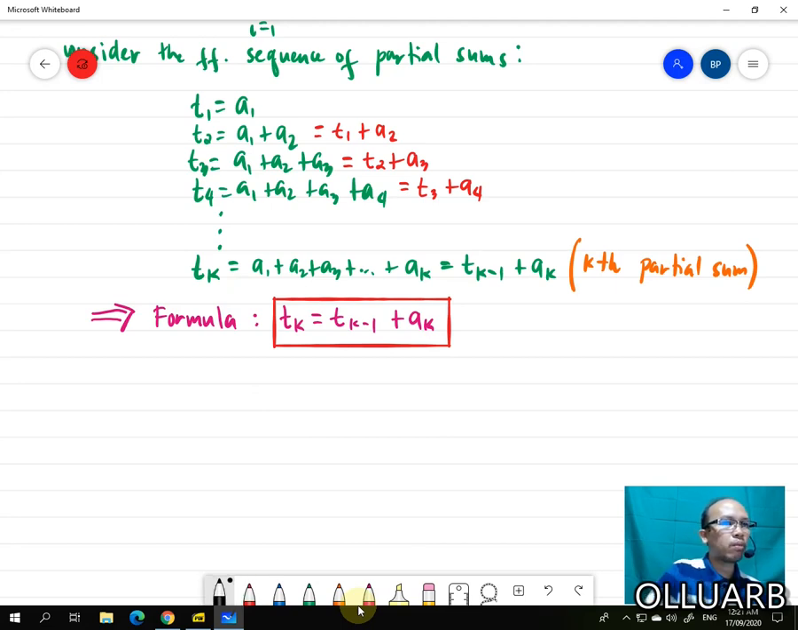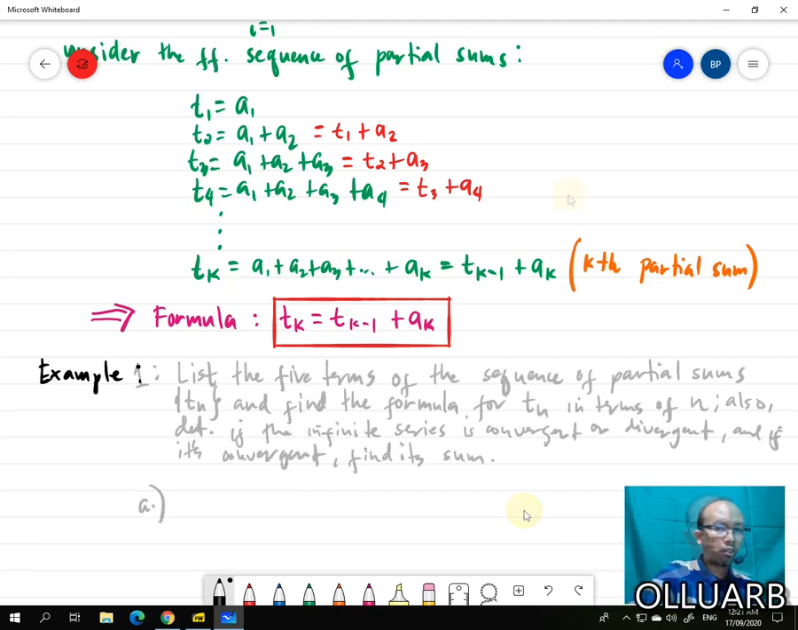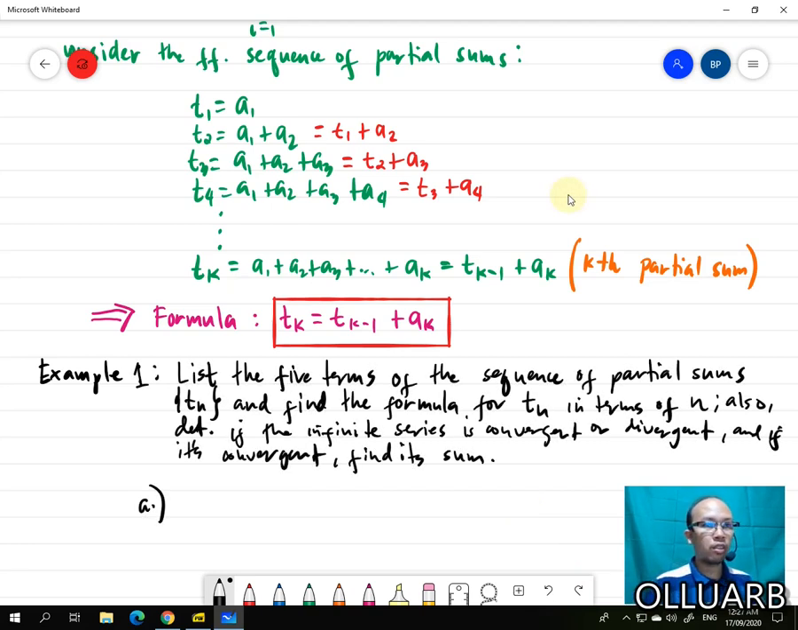Let's have an example. Before I continue, I will go back to my pet Xiaomi. She is crying. Okay, so let's continue. I'm sorry for that one.